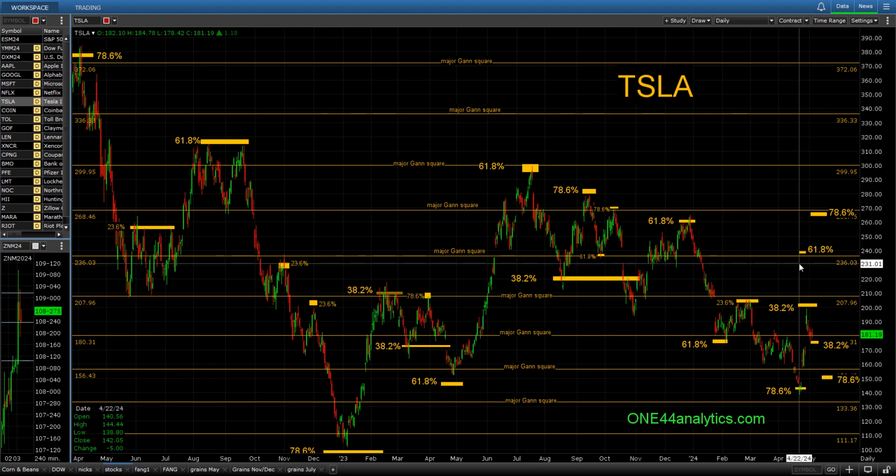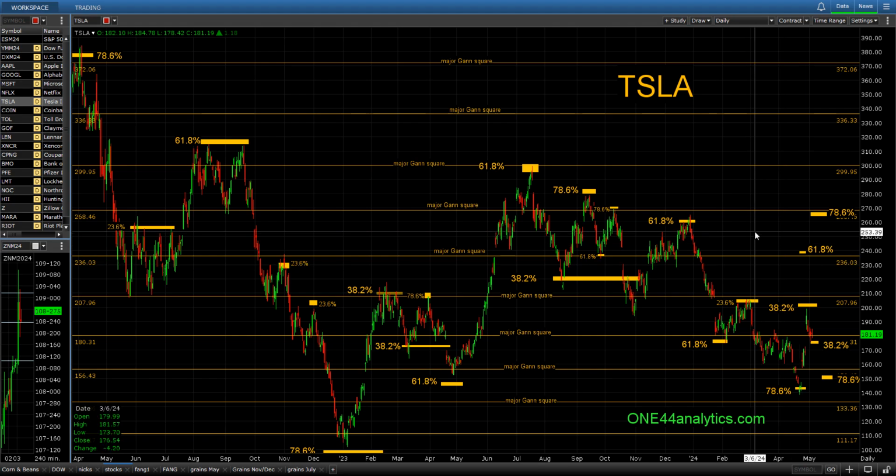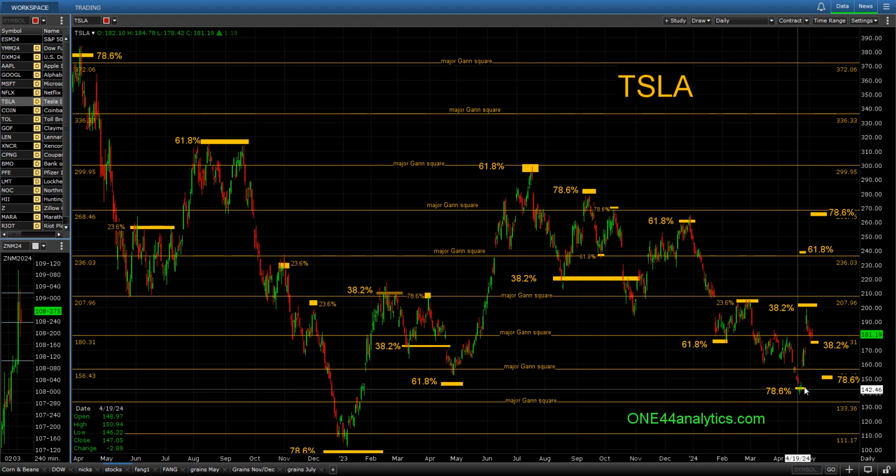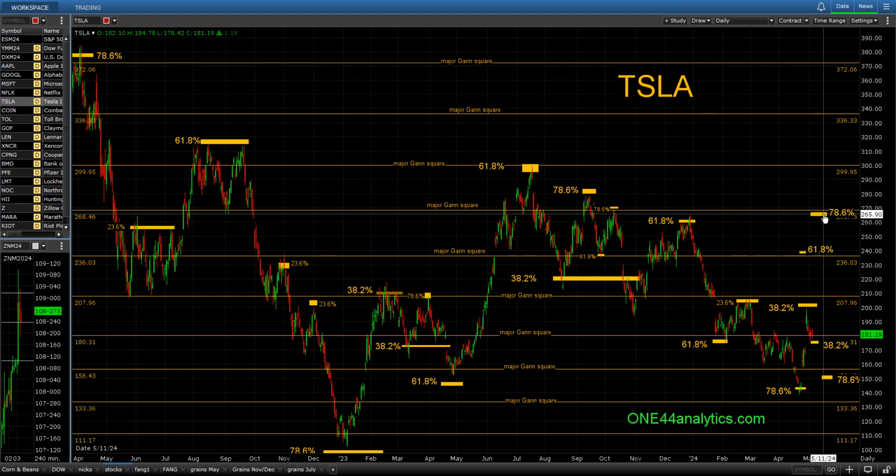But as we always say, we watch every retracement on every move just to see what's changing within it, how weak, how strong the market is getting. The long-term target from a 78.6 retracement is 78.6 the other way, and that's all the way up here at around the 265 level.